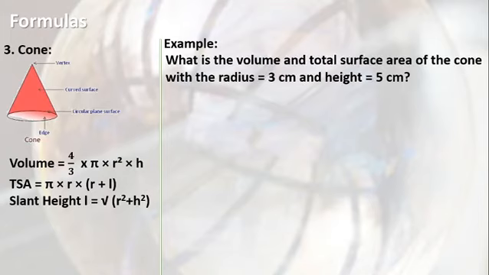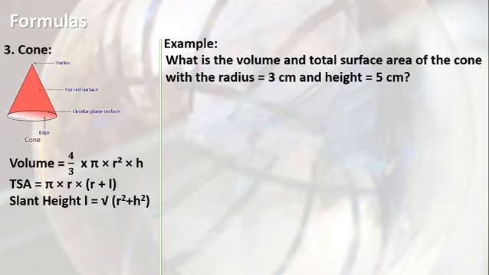Anyway, so the formula for the slant height is L equal to square root of the sum of the squares of r and h. So you have root of, then you open a bracket, r squared plus h squared. You need to remember these 3 formulas as well, because they might prove useful in answering questions at various times. Let's look at an example here as well. What is the volume and total surface area of the cone with the radius 3 centimeters and height 5 centimeters?